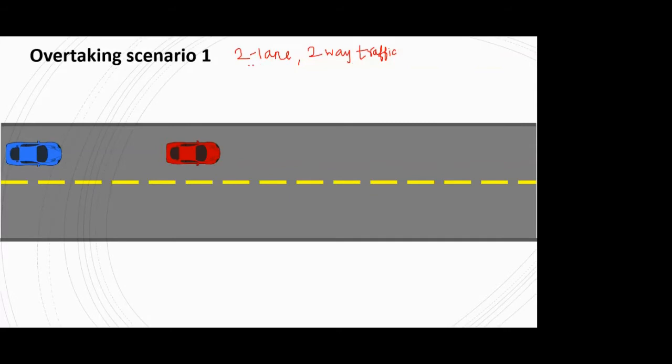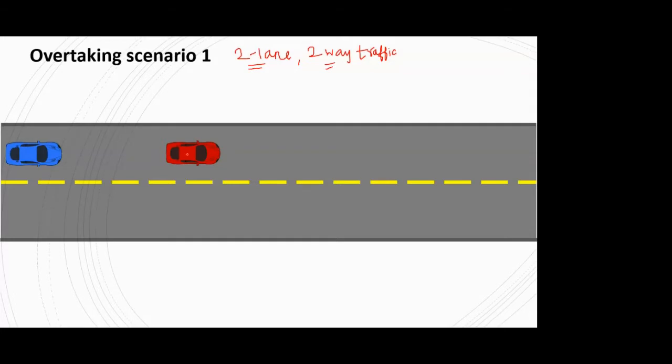Now there is a reason why I have considered just a two-lane road and two-way traffic, that I'll tell you at the end of the concept of this overtaking sight distance, or you will come to know automatically if you understand it very well. So in this first overtaking scenario, two-lane, two-way traffic.